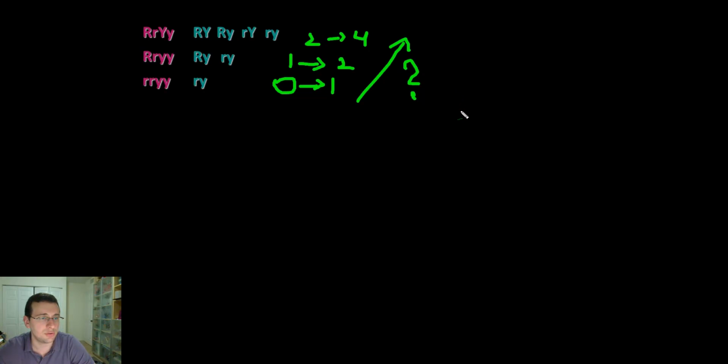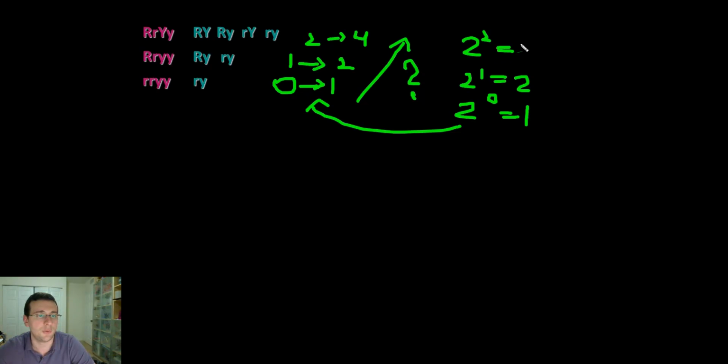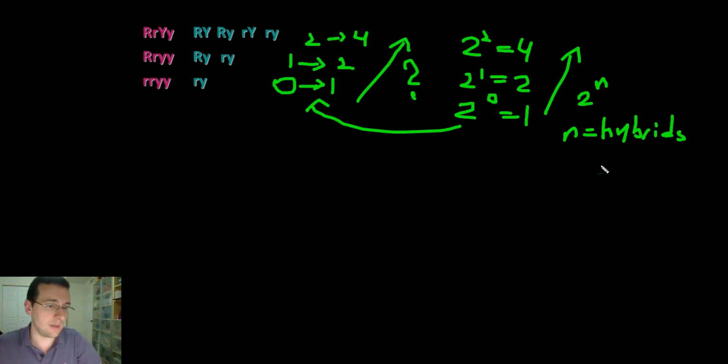If you take the number 2 and raise it to the power of 0, you get 1. If you take 2 and raise it to the power of 1, you get 2, just like this 1 here gets the 2. And if you take 2 and raise it to the power of 2, you get 4. So the pattern is that you take the number 2 and raise it to the power of the number of hybrids, where n is the number of hybrids. So 2 to the n gives you the number of gametes.